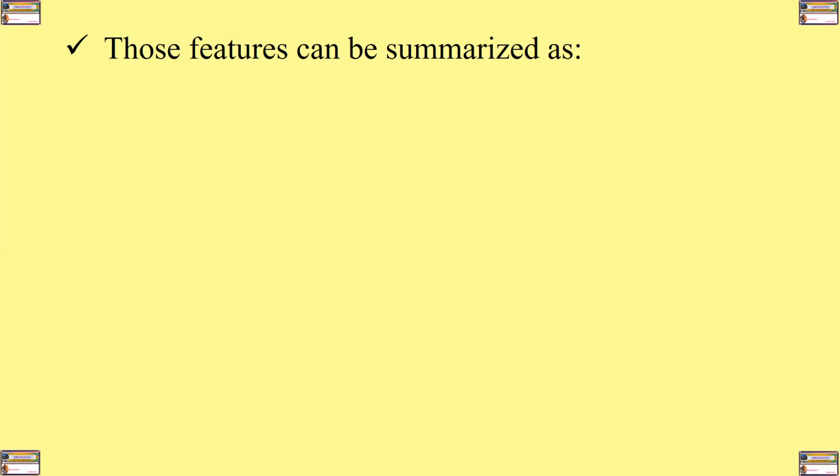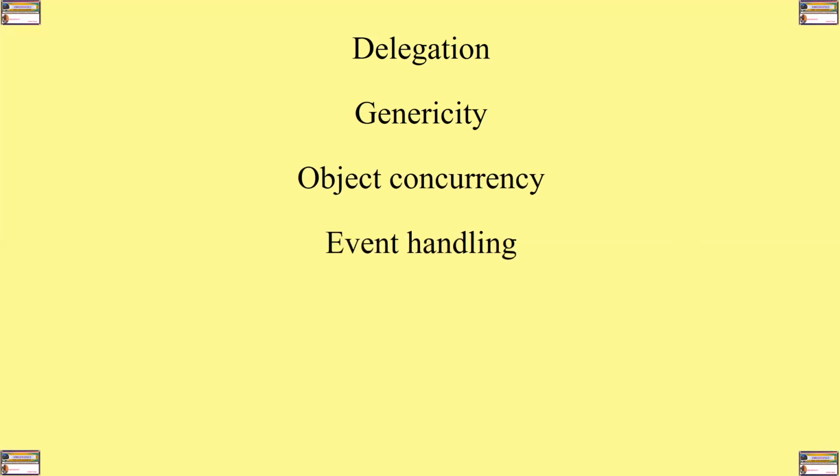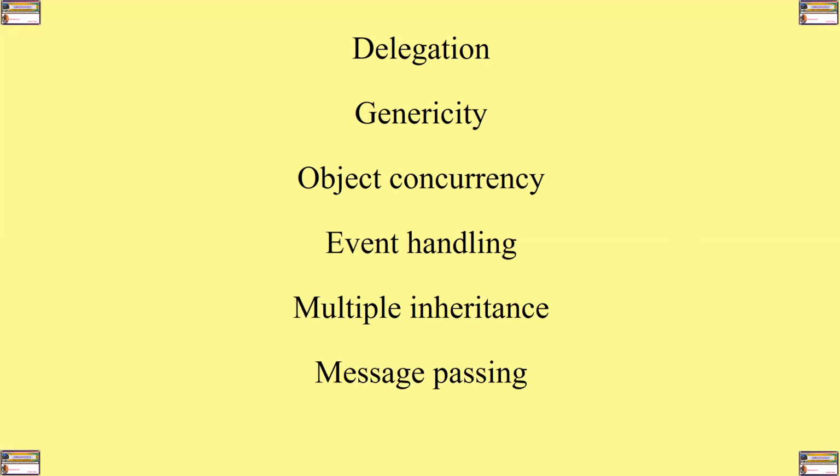So the features of object-oriented programming can be summarized as follows: encapsulation, data abstraction, inheritance, polymorphism, extensibility, persistence, delegation, genericity, object concurrency, event handling, multiple inheritance, message passing.